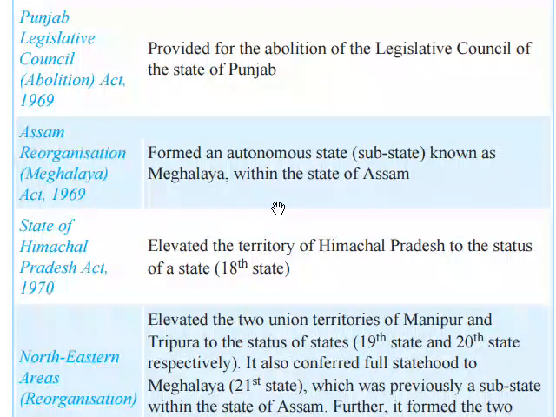The Assam Reorganization Meghalaya Act 1969 formed an autonomous state known as Meghalaya within the state of Assam. The State of Himachal Pradesh Act 1970 elevated the territory of Himachal Pradesh to the status of the 18th state.